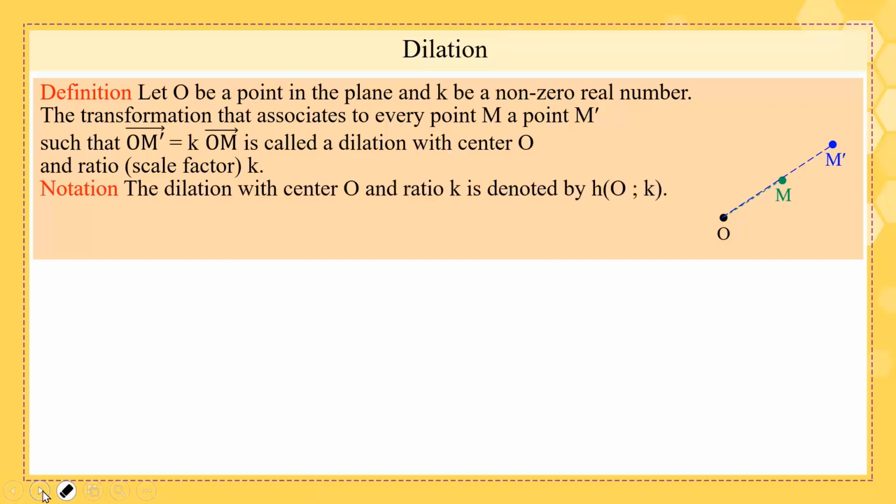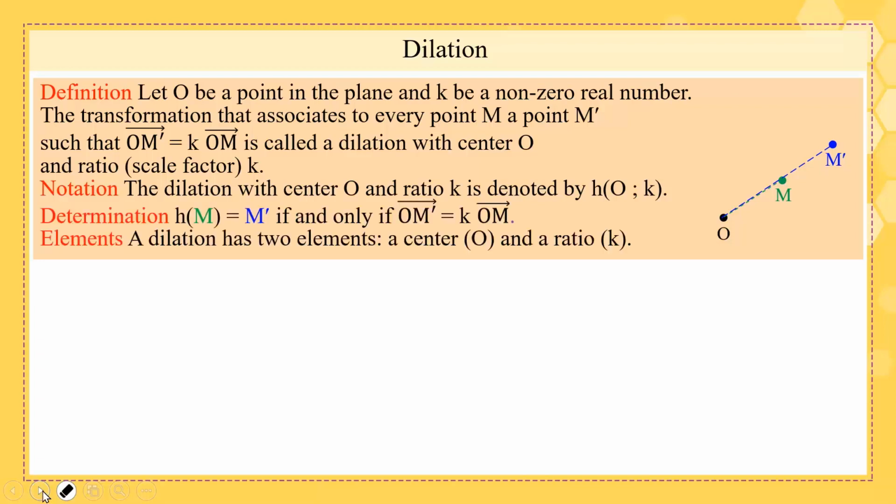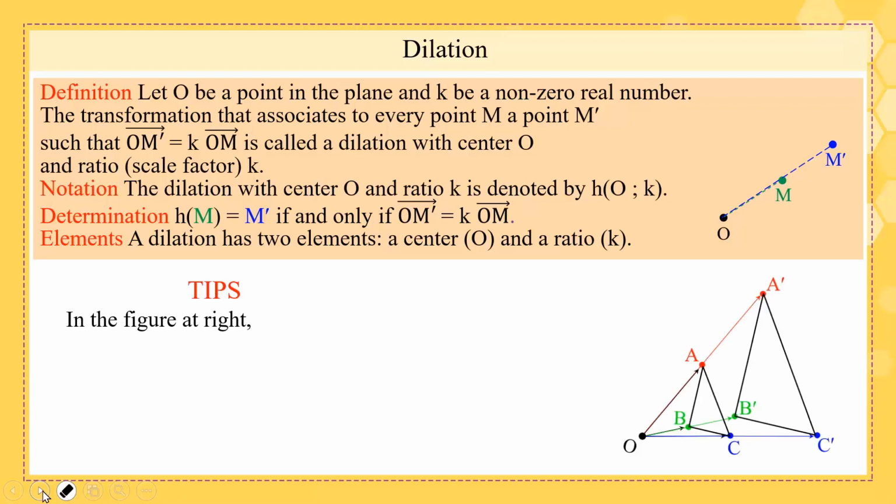Notation: the dilation with center O and ratio K is denoted by H(O,K). H of M equals M prime means OM prime equals K OM. And conversely, if you see OM prime equals K OM, that means H of M equals M prime. The elements of this dilation are two elements, the center O and the ratio K. Here is what we call tips.